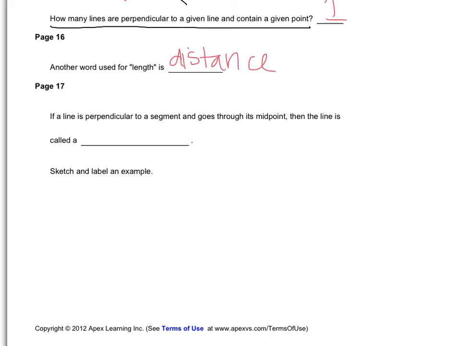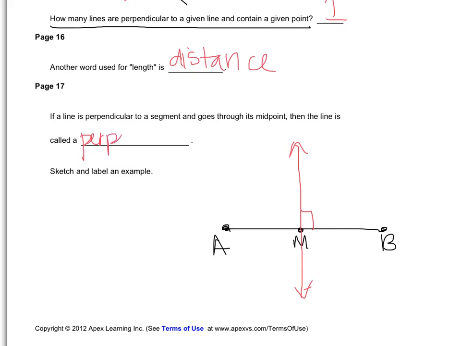So if you have a line that is perpendicular to a segment, so if I have a line segment, we're going to call this line segment AB, and the midpoint of this line is M, and there is a line that is perpendicular and it goes through M. This line is called a perpendicular.